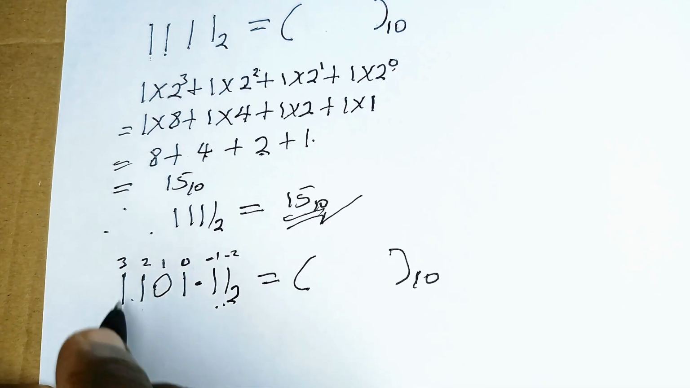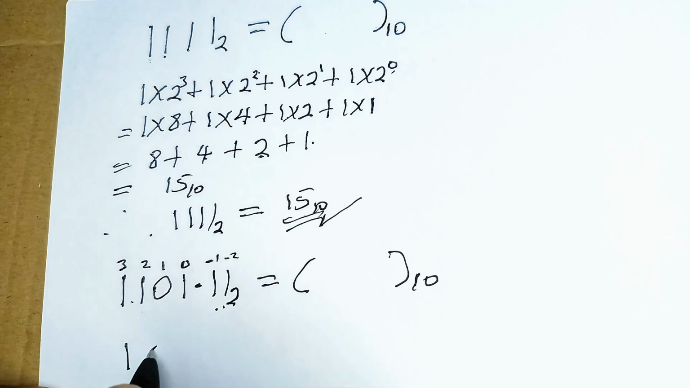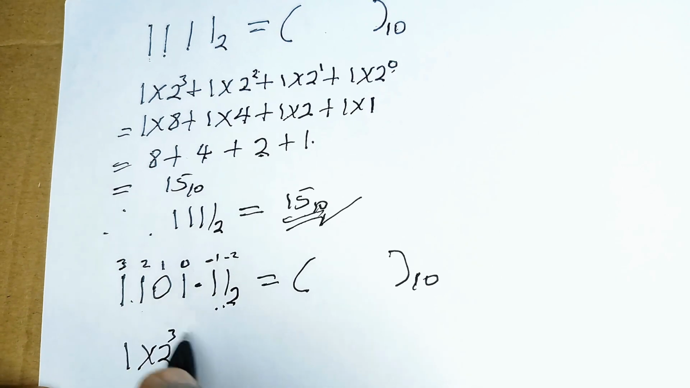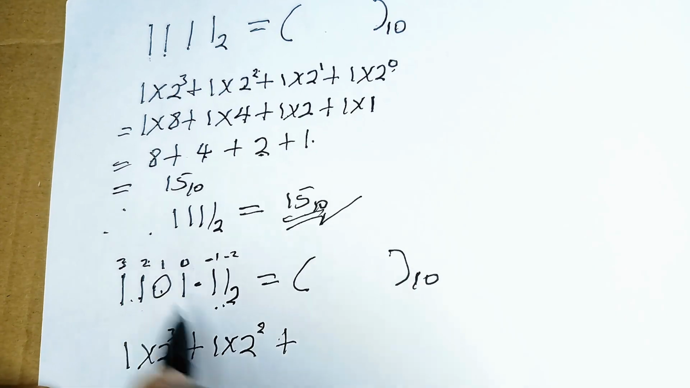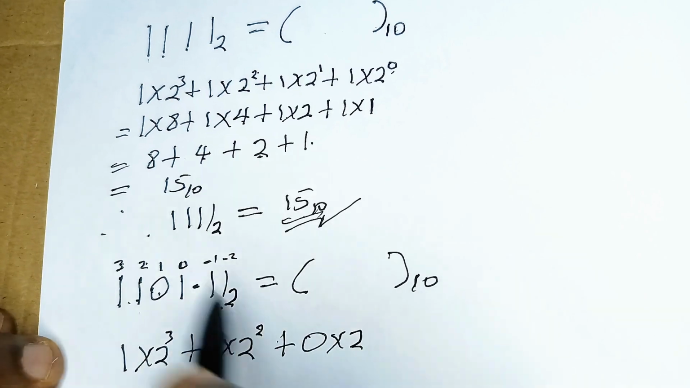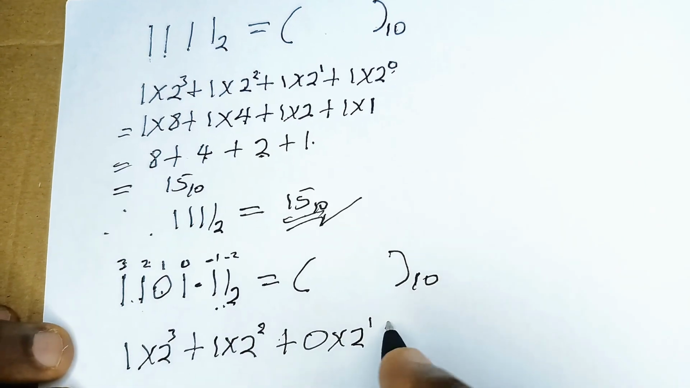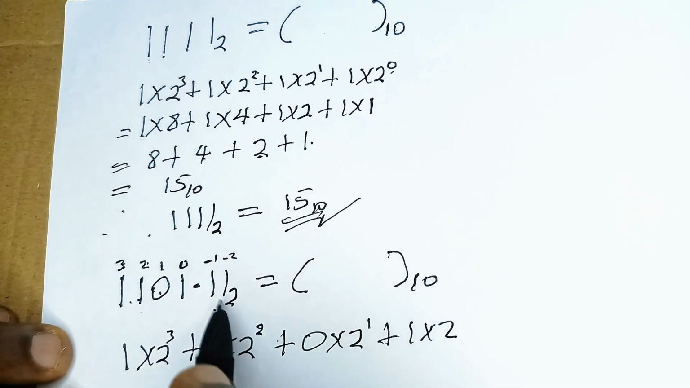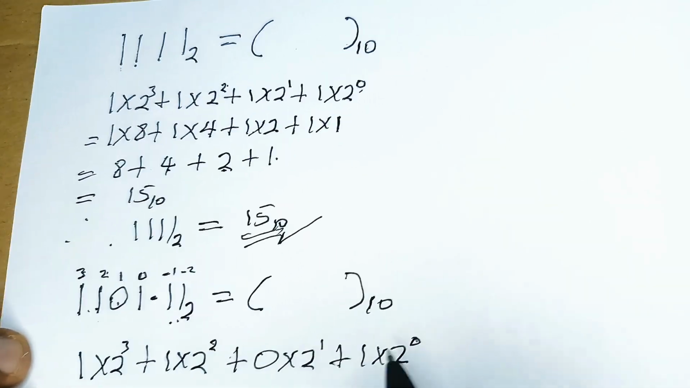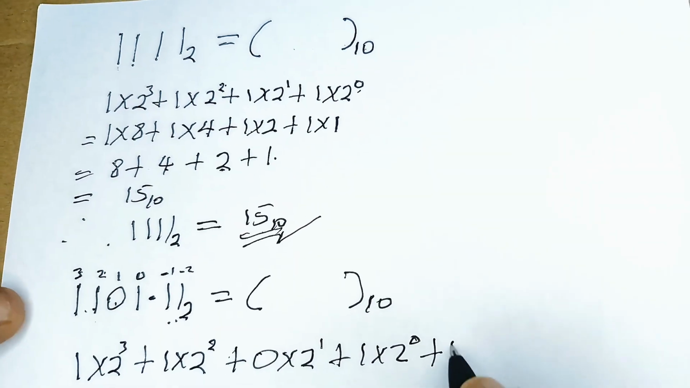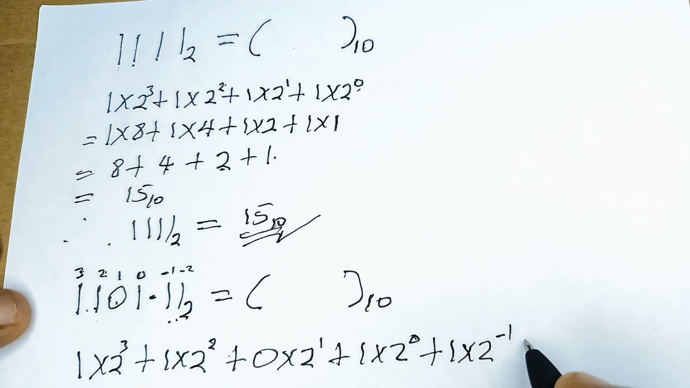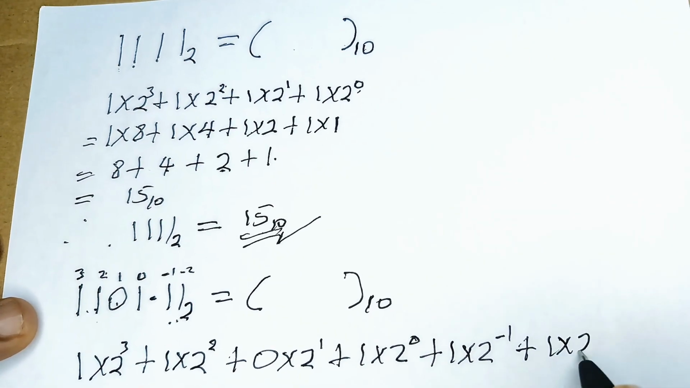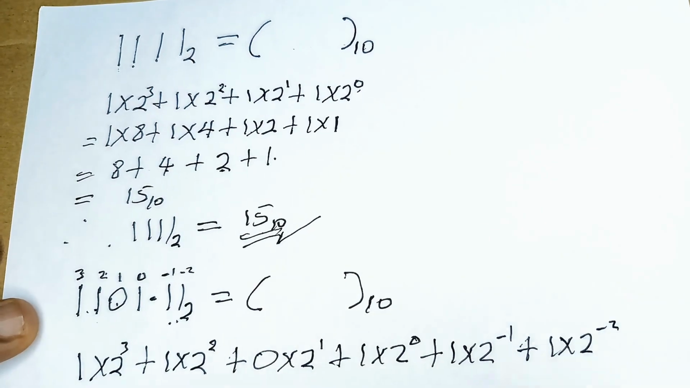This should have 3. So it means 1 times 2 raised to the power of 3, plus we are taking this now, 1 times 2, which is the number base, raised to the power of 2, plus this 0, 0 times 2 raised to the power of 1, plus 1 times 2 raised to the power of 0, plus 1 times 2 again, now raised to the power of minus 1 at this end, plus 1 times 2 raised to the power of minus 2.